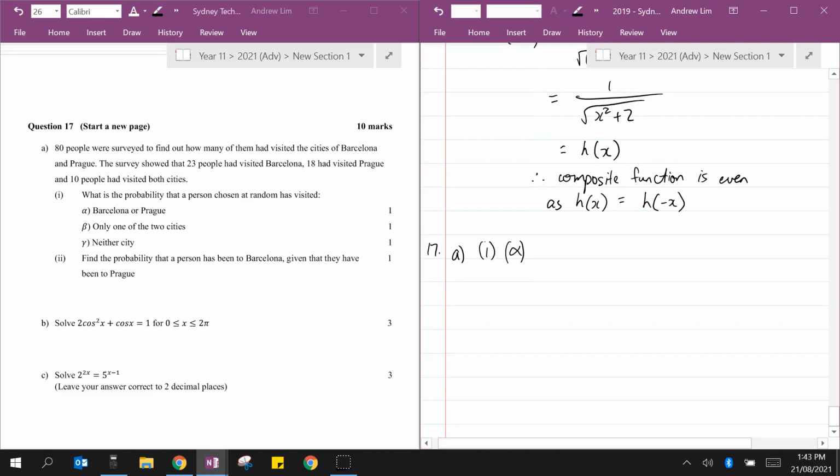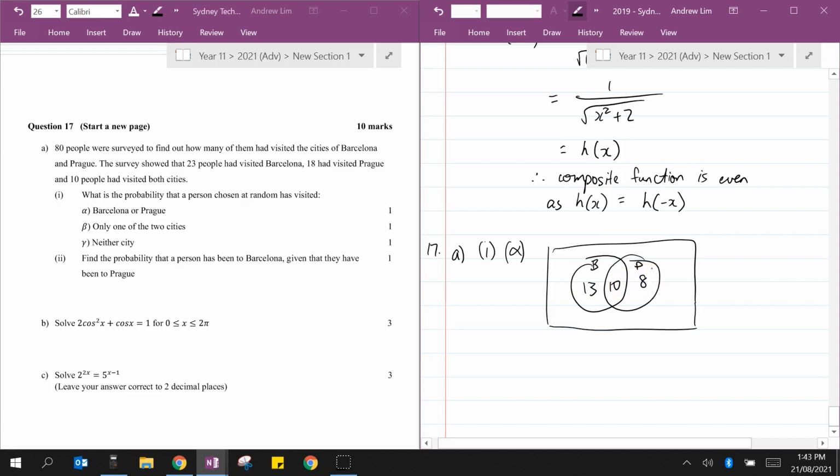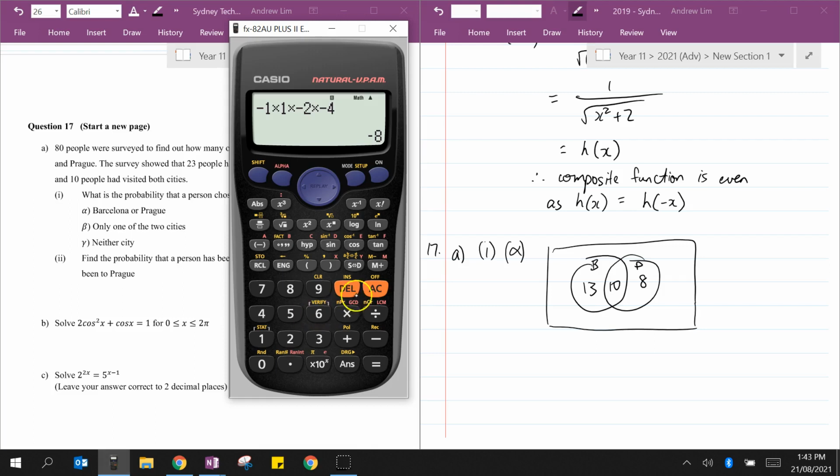So I think the easiest way to do this is to do a Venn diagram. Don't forget your rectangle on the outside, and don't forget to label. So we've got Barcelona and Prague. 10 people had visited both, so that goes in the middle. 23 people had visited Barcelona, so 23 minus 10 is 13. And 18 people had visited Prague, so 18 minus 10 is 8. So what number goes on the outside? We've got 13 plus 10 plus 8, and 80 people were surveyed, so 80 minus that is 49.